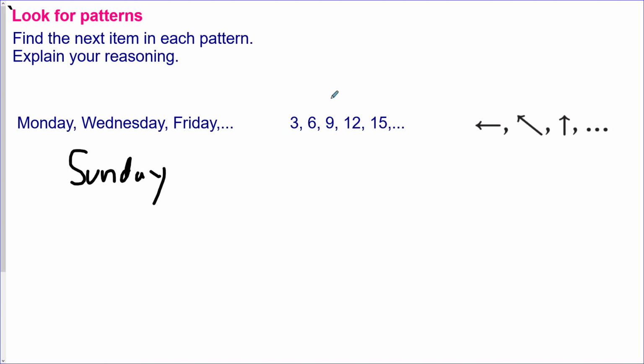For this one, the conjecture should be a little bit more straightforward. As you're counting by threes, the next one should be 18. And then this looks like we're going to the left, then up and to the left, then up, followed by up and to the right. Okay? So those are our conjectures. We think these things are going to happen next.